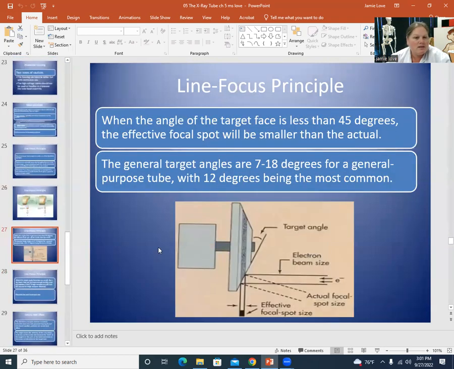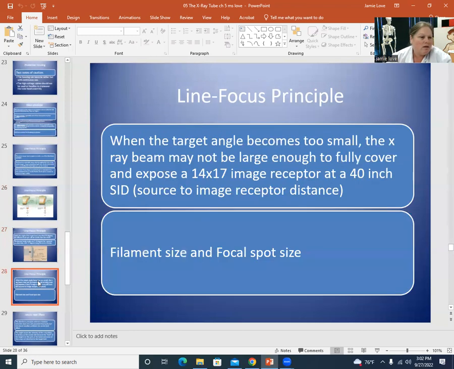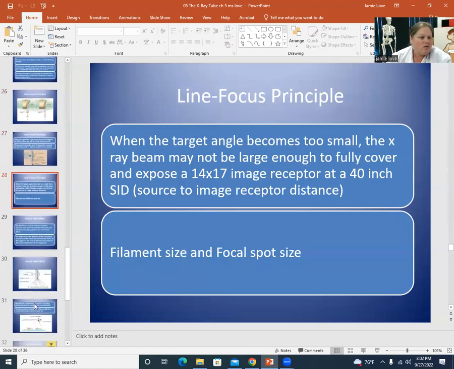And that basically is the line focus principle in a nutshell. We'll talk about that in detail more in class. The general target angles for our disc are between 7 to 18 degrees according to our book. Most of ours are 12 degrees. That's our most common.